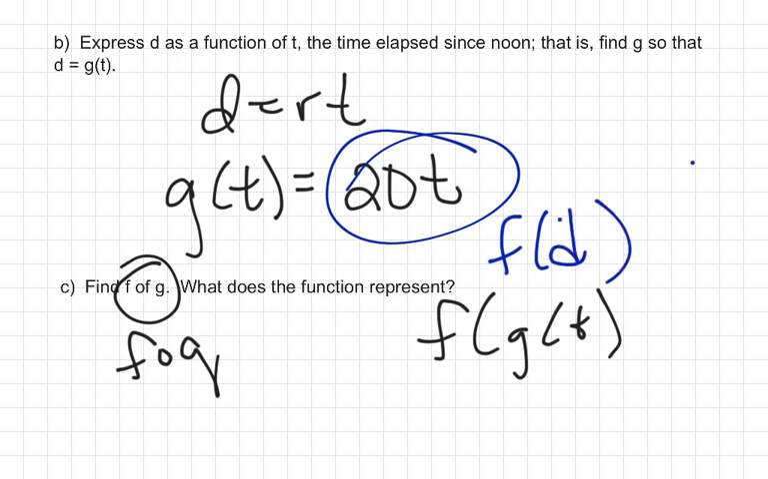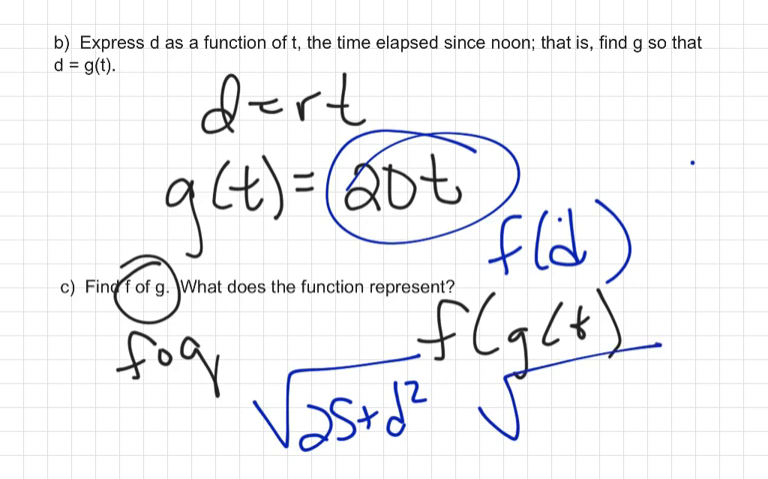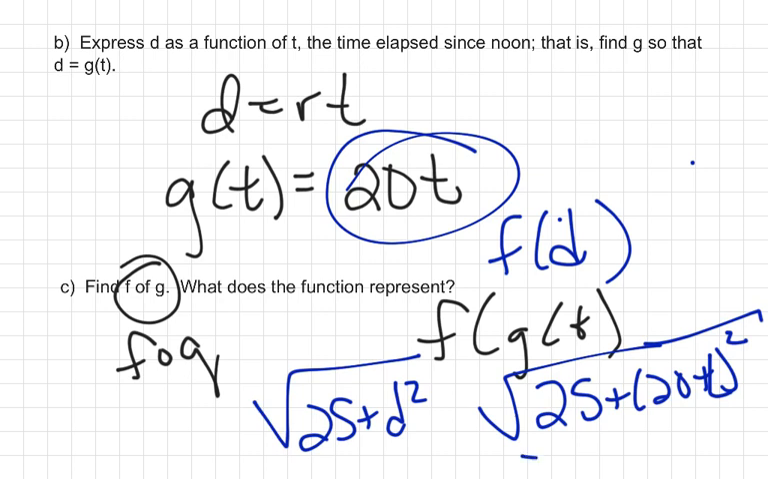So we're going to take 20t and we're going to plug it into the square root of 25 plus d squared. So it's going to be the square root of 25 plus 20t squared. What does that represent? It gives the distance of the ship from the lighthouse at some time t.